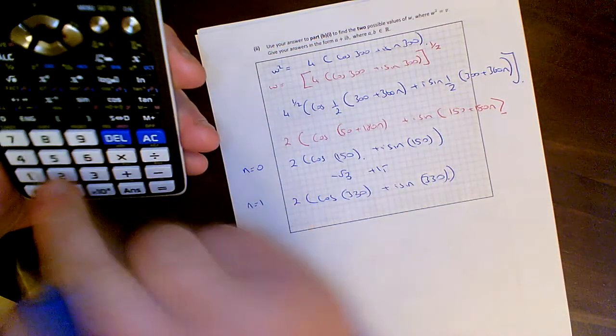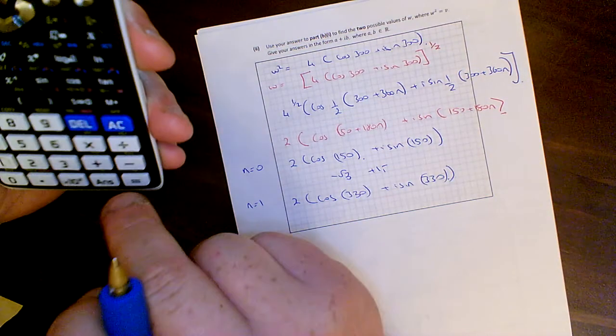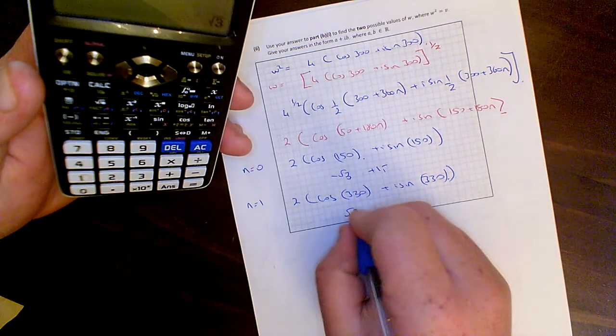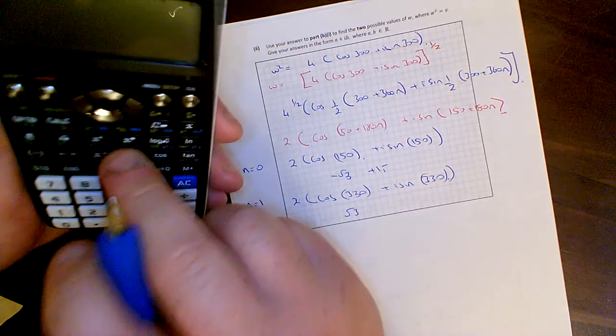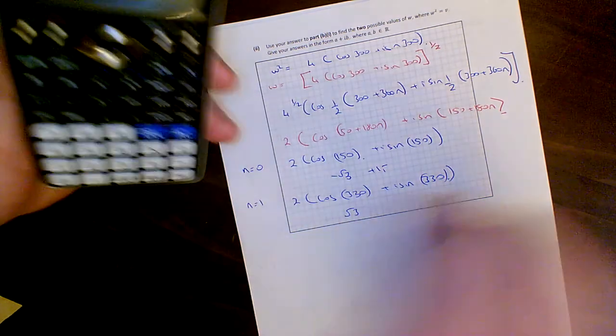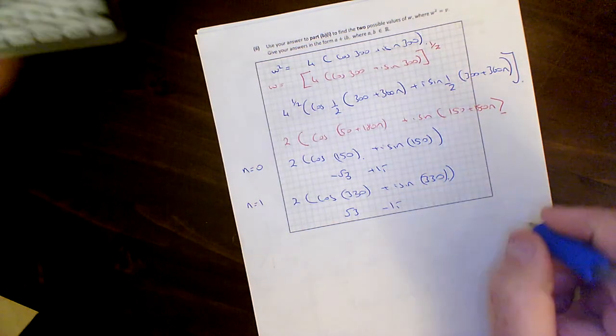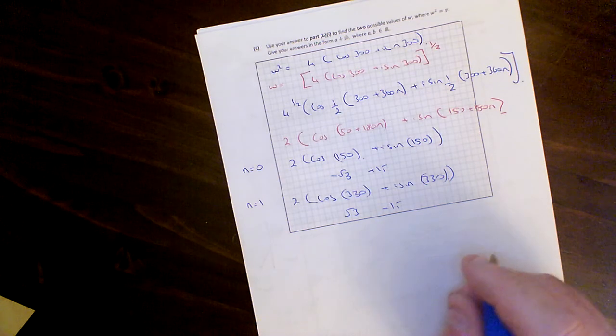Do the same again. 2 cos 330 is going to give you root 3. And the second part, 2 sine 330, is going to give you minus 1i. And that's your job now. No more to it than that.